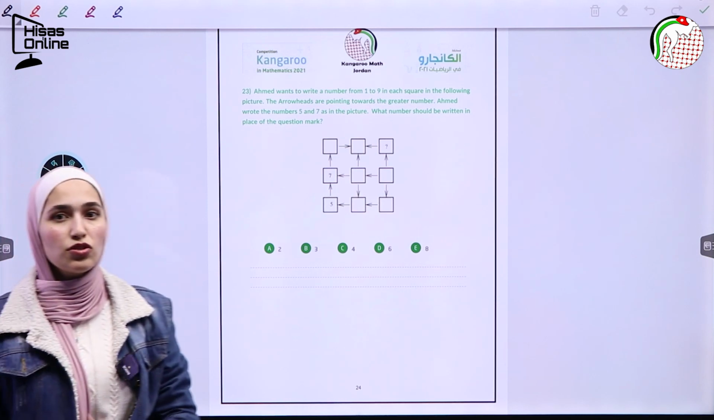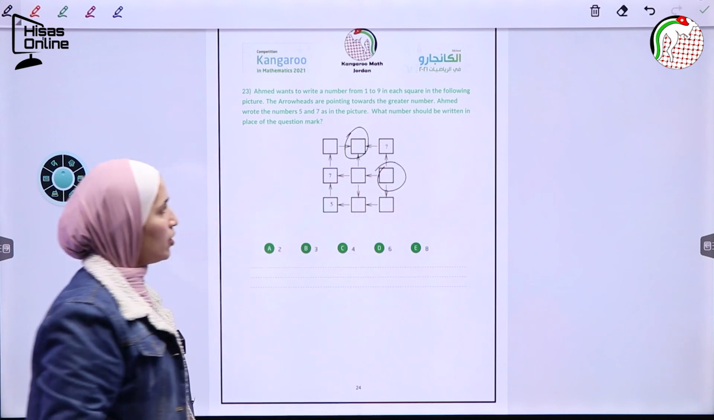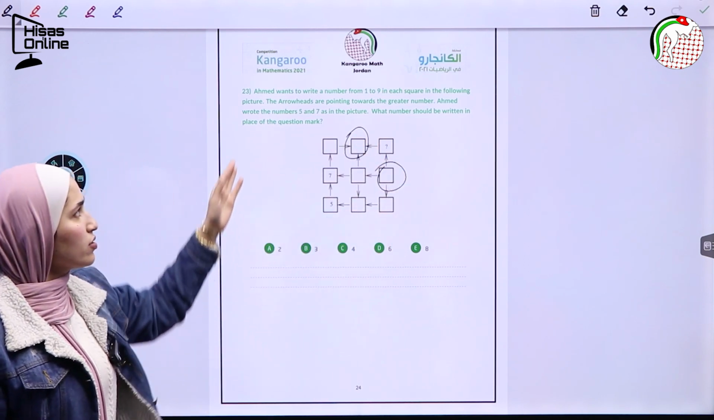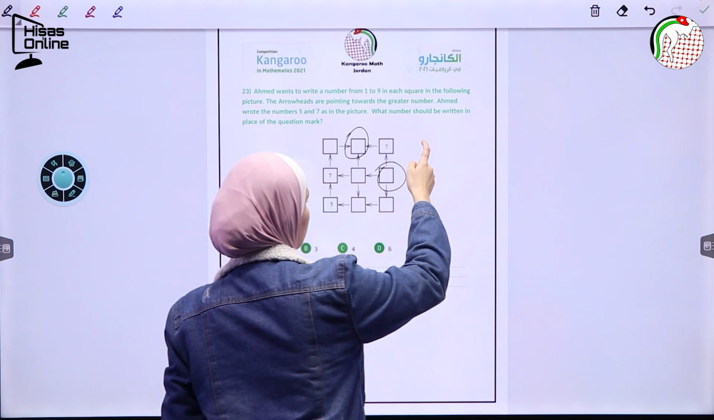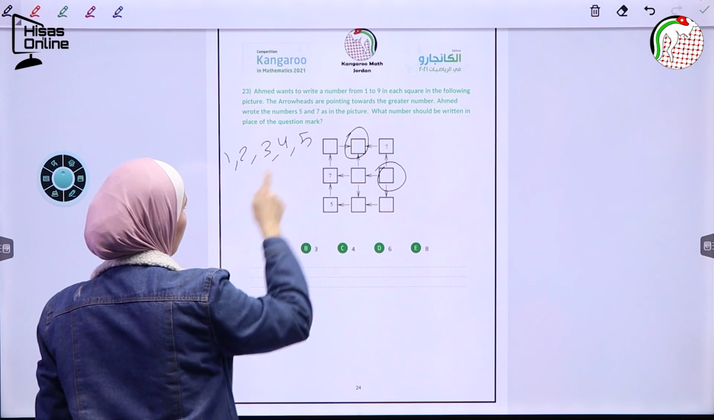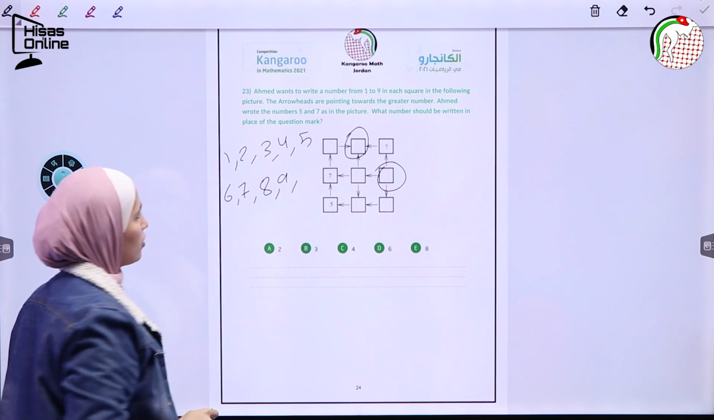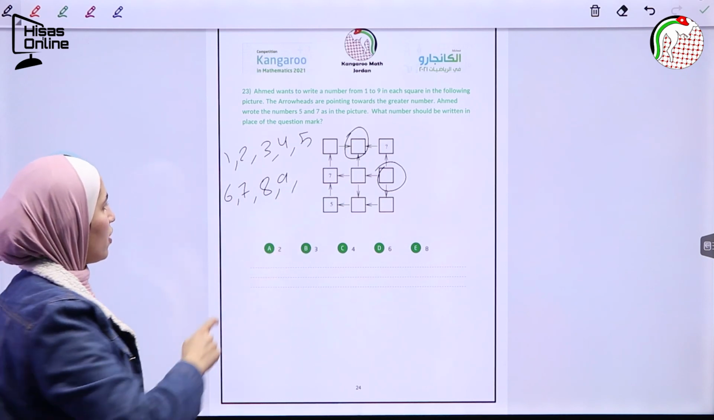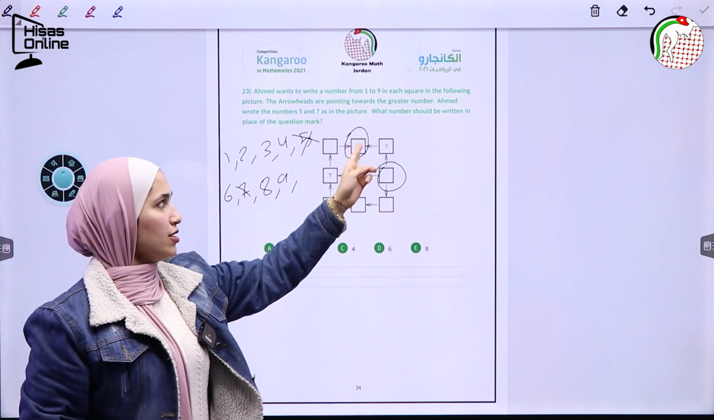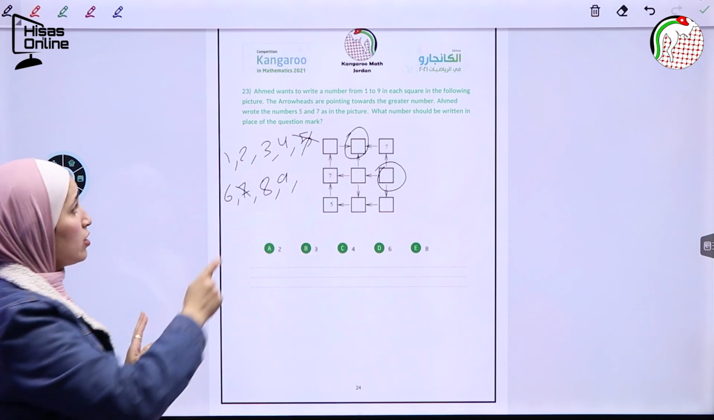So I suggest for you students to start with this box and this box, because this box has the number that is greater than all the numbers from number 1 to 9. So we have number 1, 2, 3, 4, 5, 6, 7, 8, 9, and now they wrote 7 and 5, so cross out 7, cross out 5, and we say this square has the greater number between all of these numbers from 1 to 9, so it has 9.